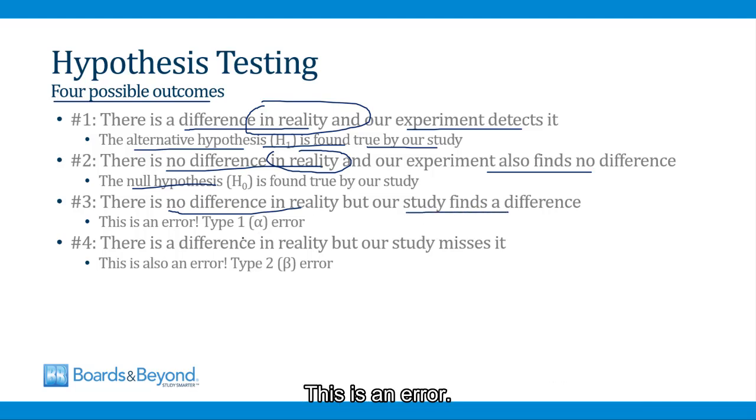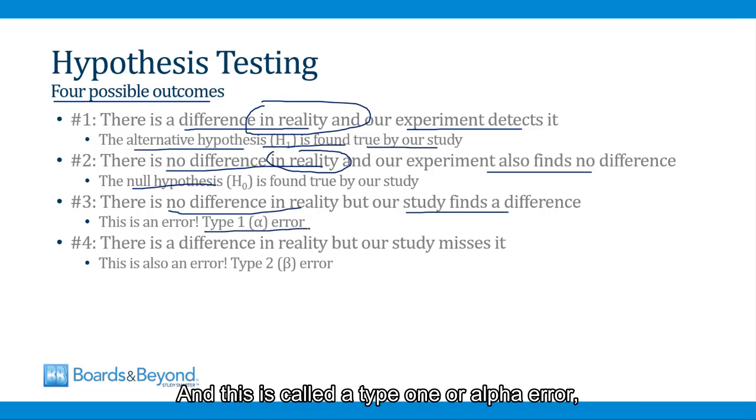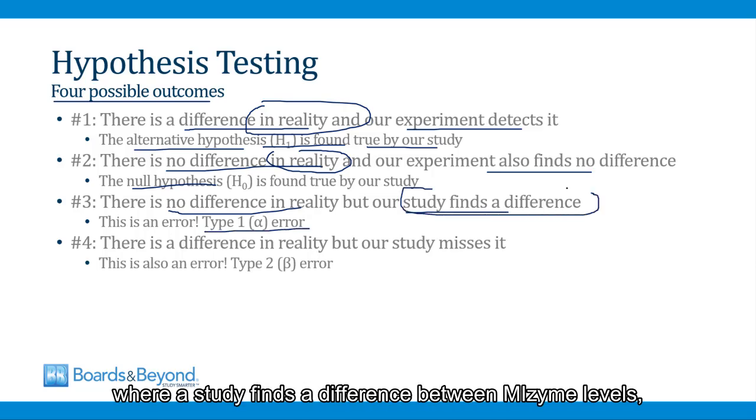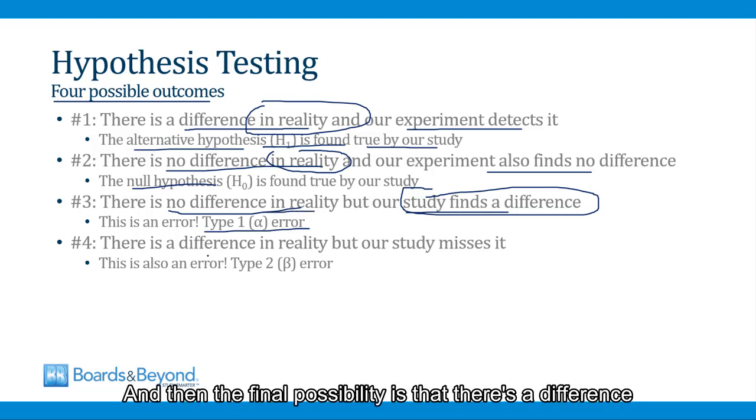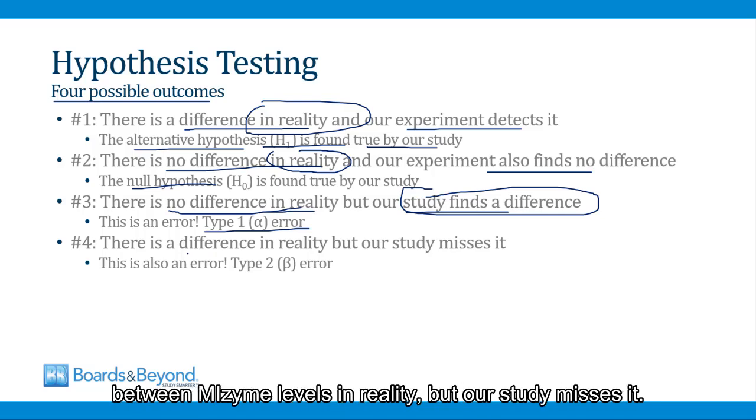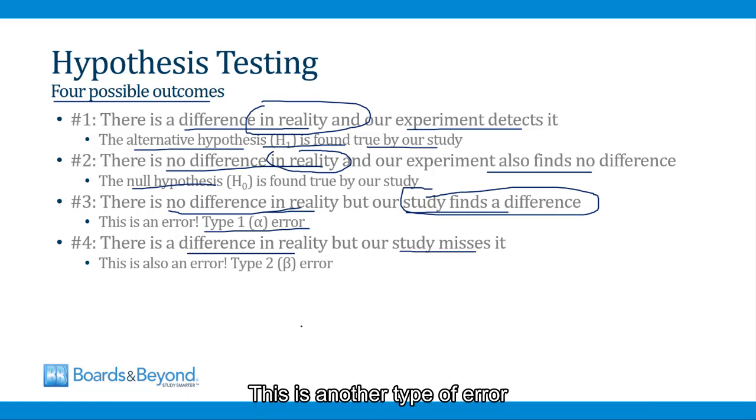The third possibility is that there's no difference between MI-zyme levels in reality, but our study finds a difference. This is an error, and this is called a type 1 or alpha error, where our study finds a difference between MI-zyme levels, but it doesn't exist in reality. And then the final possibility is that there's a difference between MI-zyme levels in reality, but our study misses it. This is another type of error called a type 2 or beta error.